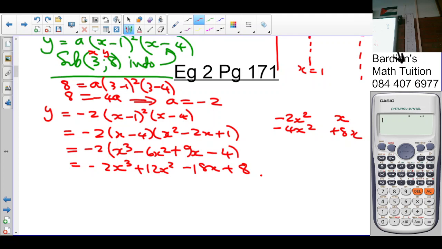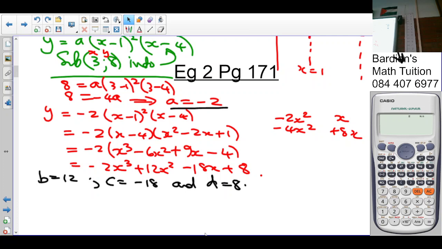Okay? Have I answered the question? No. There's your value for A. The value for B is going to be 12. The value for C is negative 18. And D is 8. Okay? Any confusion, people? Anybody that's confused? No?